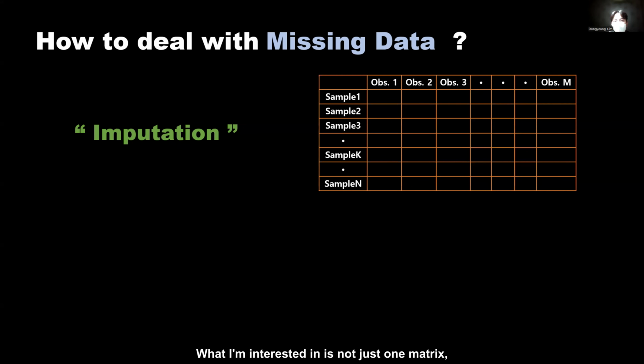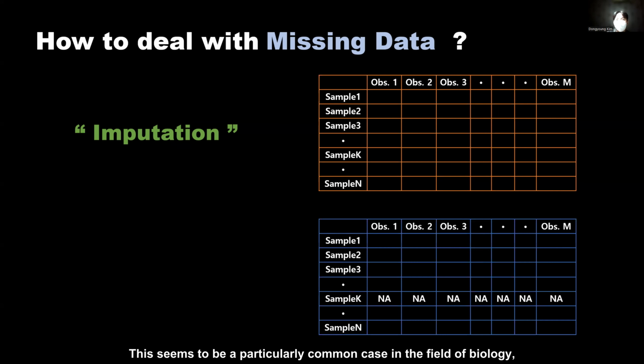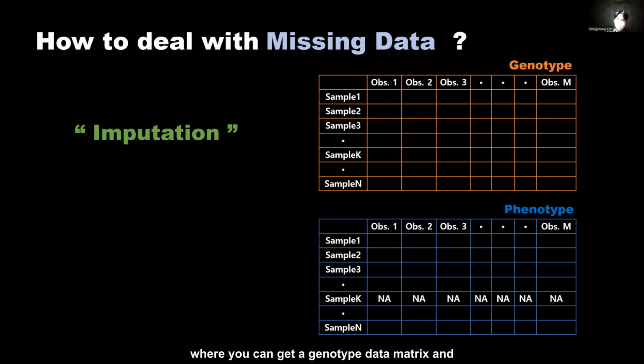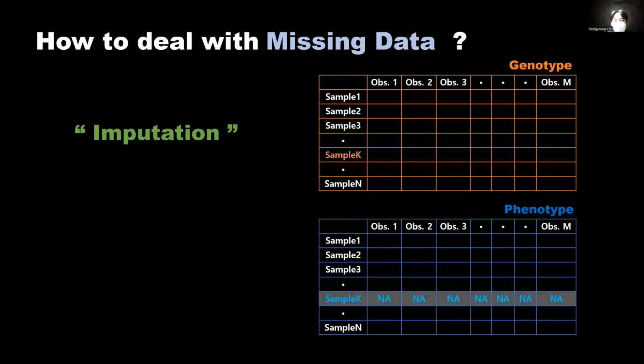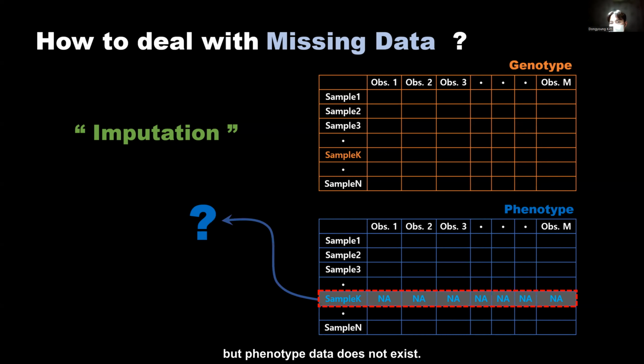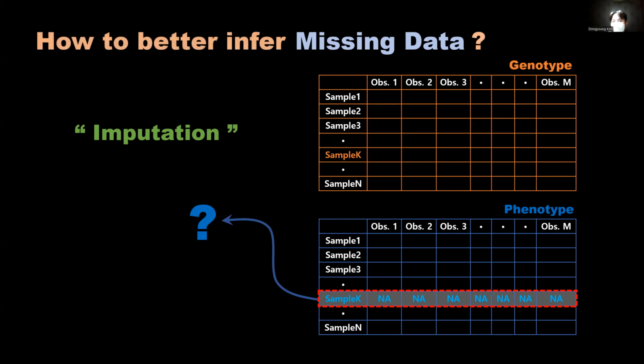What I am interested in is not just one matrix, but multiple matrices. This seems to be a particularly common case in the field of biology, where you can get a genotype data matrix and phenotype data matrix for the same sample. At this time, there may be cases where genotype data from a sample exists, but phenotype data does not exist. It's actually a very common case, as I think. My question is, how do we better infer the phenotype of this object in this case?